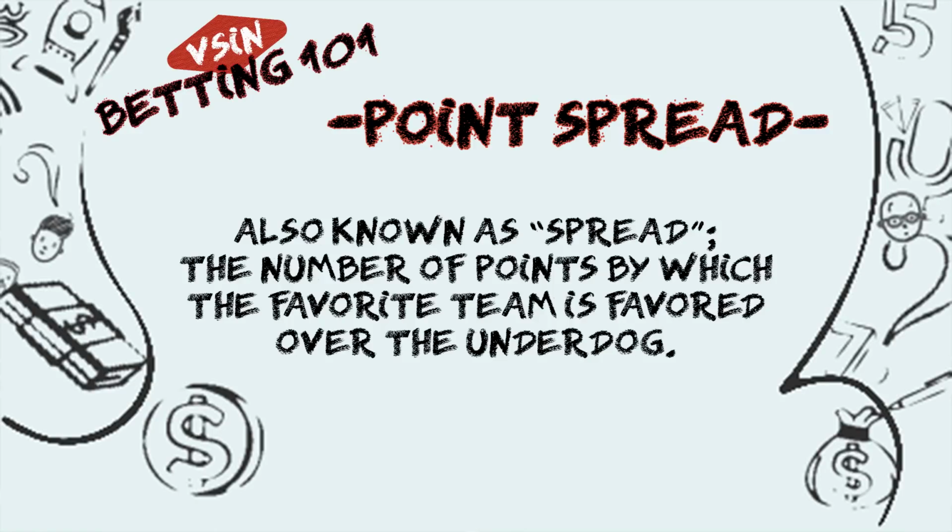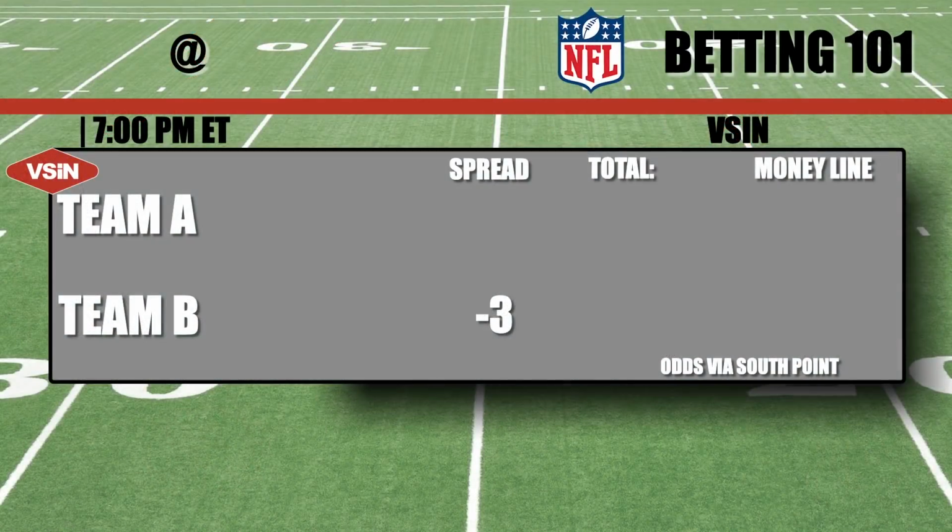If they win by exactly 3, then the wager is what's referred to as a push or a refund. So once again, if you wager on Team B, they must win the contest by more than 3 points. If you wager on Team A, certainly they can win the game outright, or if they lose the game by less than 3, Team A is the victor. And of course, a 3-point game would equal a push or a tie.